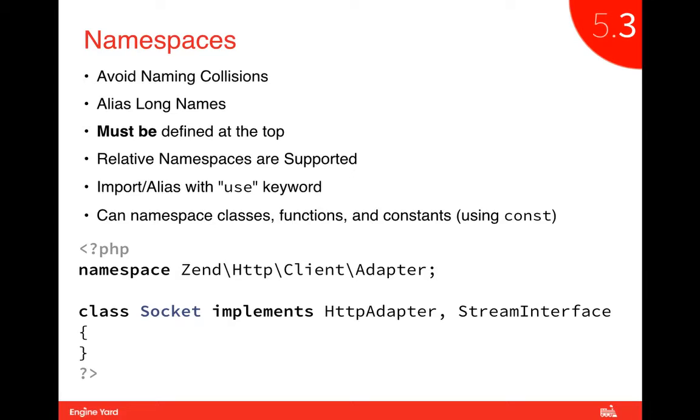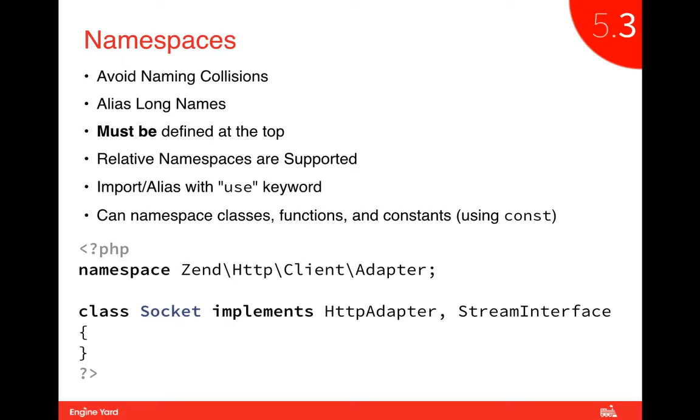You import and you alias with the use keyword. This keyword is now the most used keyword in every part of the language. It comes into like 5 different features. You can namespace classes, functions, and constants using the const keyword. That's also new, that you can define constants using the const keyword in the global scope, basically, instead of using the define function. And it basically looks like this.